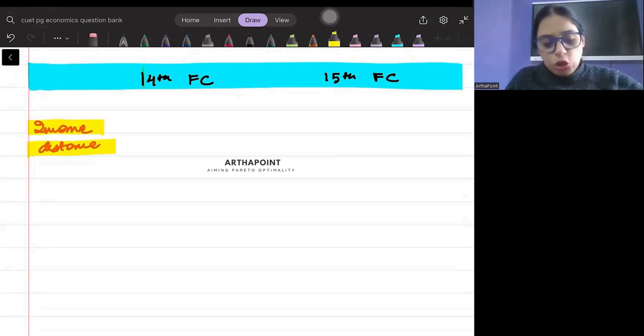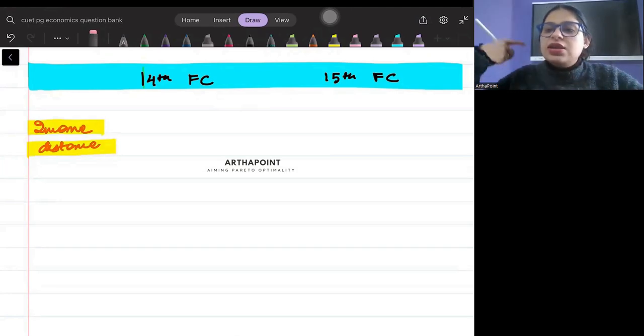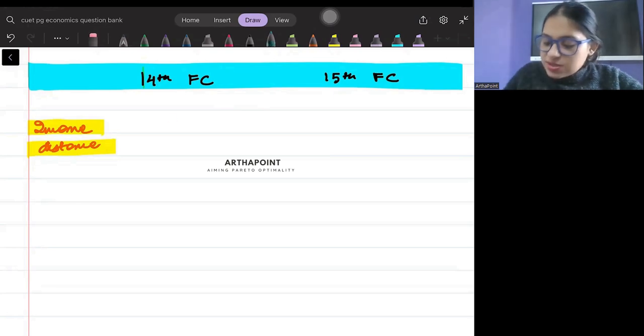What is the difference between your GDP and the state with the highest GDP? So, there is a concept called state GDP. State GDP means the state's income. So what's the difference between your state's income and the income of the state with the highest GDP? Wo hai income distance. So in the 14th Finance Commission, 50% weightage was given to income distance.